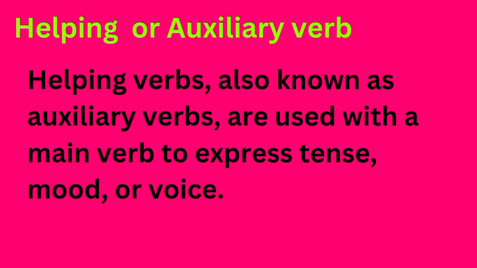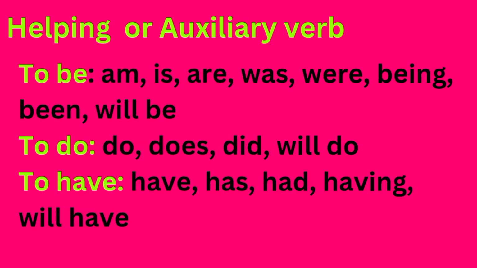Next one is helping or auxiliary verb. Helping verbs, also known as auxiliary verbs, are used with a main verb to express tense, mood, or voice. For example, to be means am, is, was, were, being, been, will be, and to do means do, does, did, will do, and to have means have, has, had, having, and will have are called helping or auxiliary verbs.